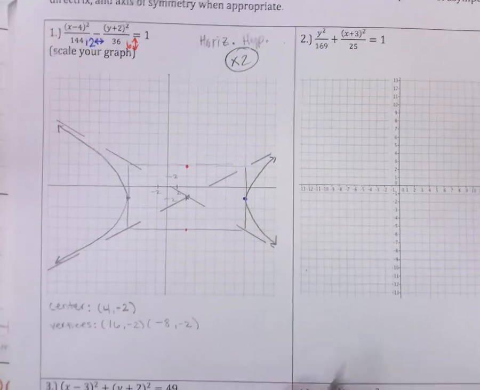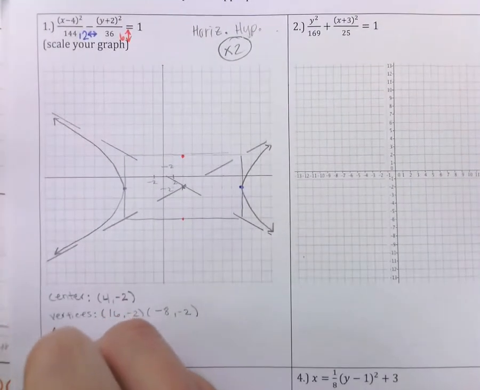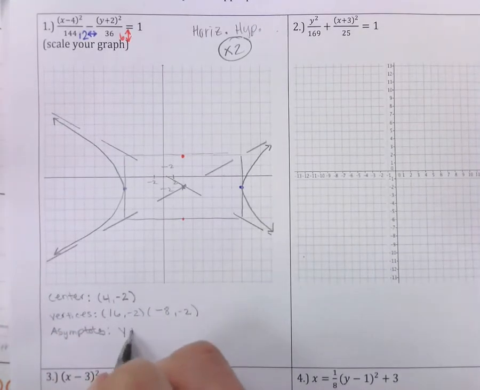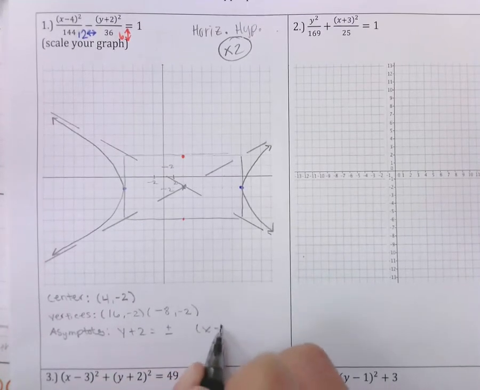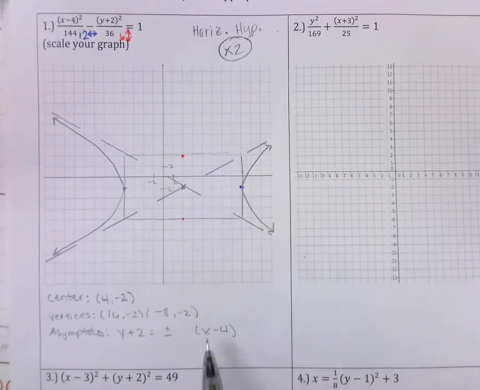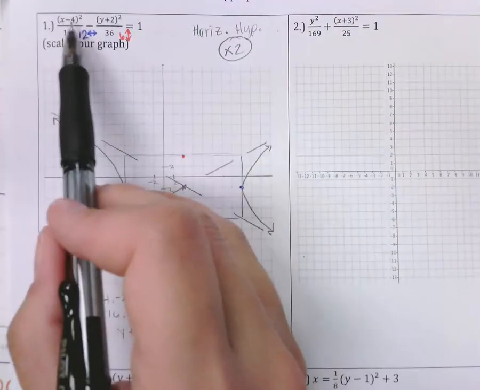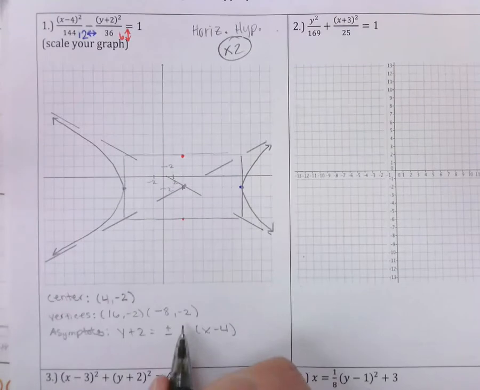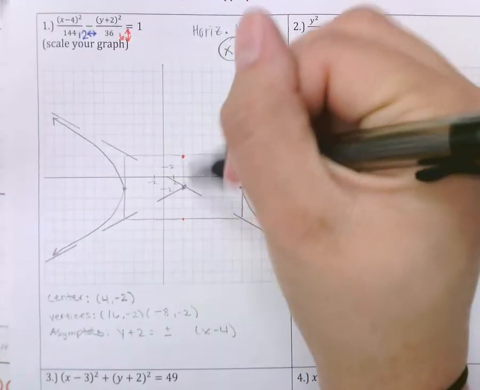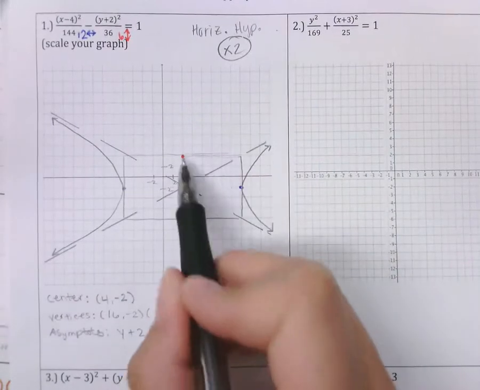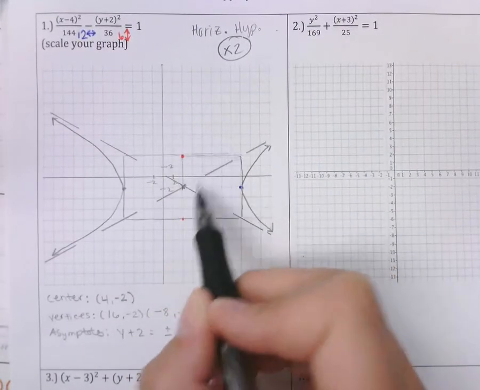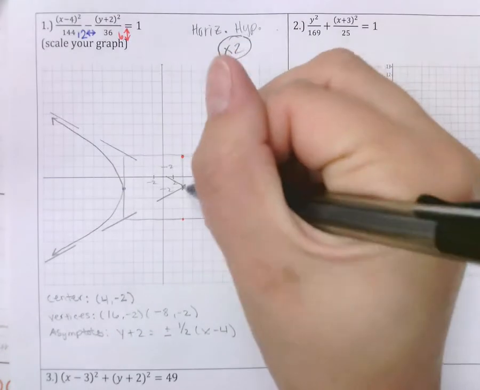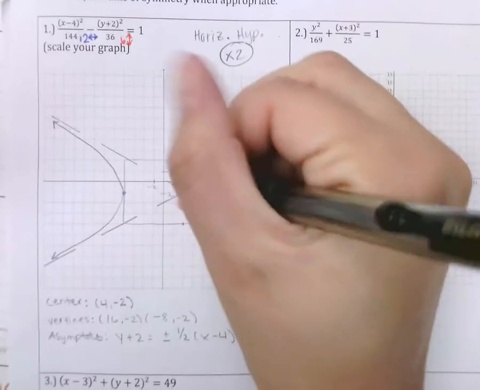Okay, I also want to do asymptotes. So you're going to do y plus 2 equals plus or minus the slope times x minus 4. And we get these because these asymptotes go through the center, and we know the center is +4, -2. So the slope would be 6/12, which simplifies to 1/2. So it's got a rise of 6 and a run of 12.